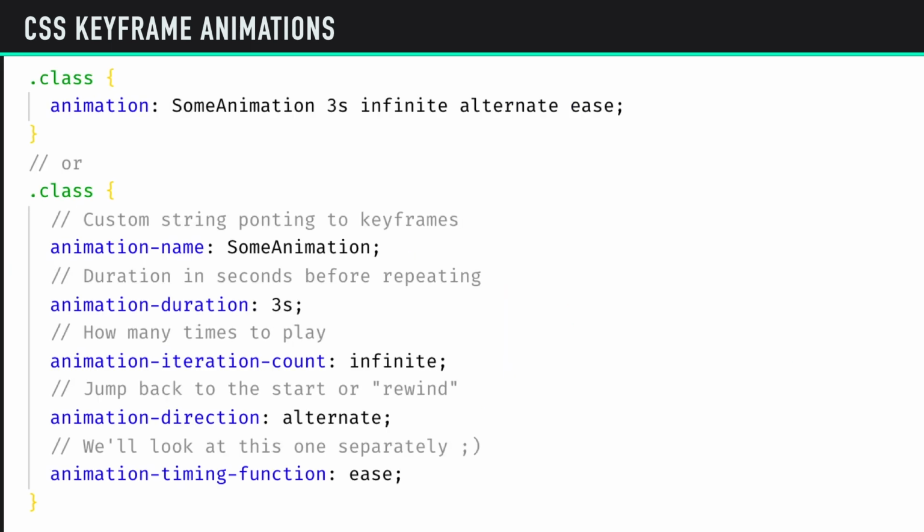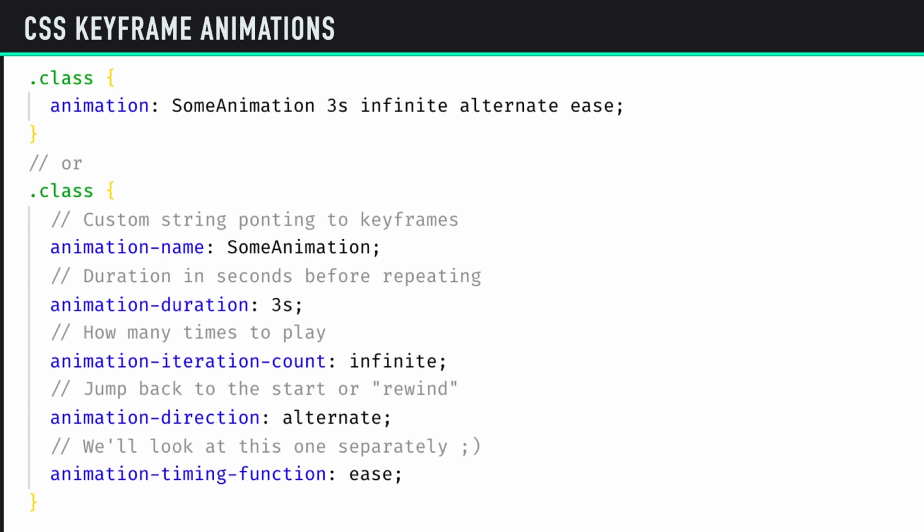After you have defined your animation keyframes, you can actually apply them to any DOM element by using the animation property in CSS. You can either use the shorthand version that you can see on the top of the screen or define each property one by one. So the animation name will point to the string that you define in your keyframes. The animation duration is how many seconds the animation should last before stopping or repeating. You can actually use this property to define how fast or slow the animation should play. Animation iteration count is how many times it should play before it stops. It can either be a number, or you can set it to infinite if you want the animation to keep looping forever.